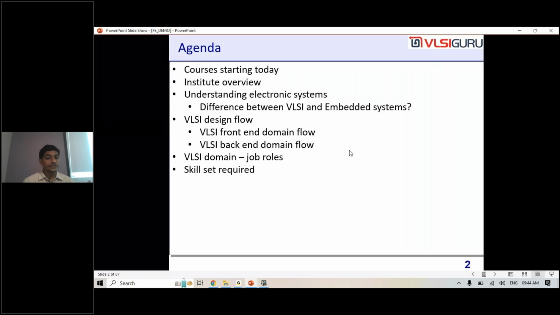Next, we'll also discuss what is the skill set required. It doesn't mean that we expect you to come with specific input, I mean prerequisites like you should know Verilog, you should be very good with digital. That is not our expectation. We will be teaching everything from the basics. It is just about the skill set, let's say before you get into a job, what companies expect you to know. Let's say you are into front end domain, what would be the skill set that you should have. If you are into back end domain, what should be the skill set you should have.